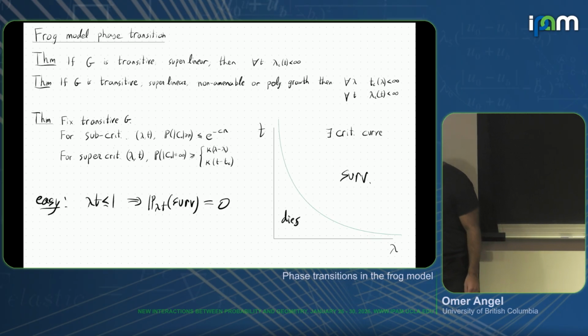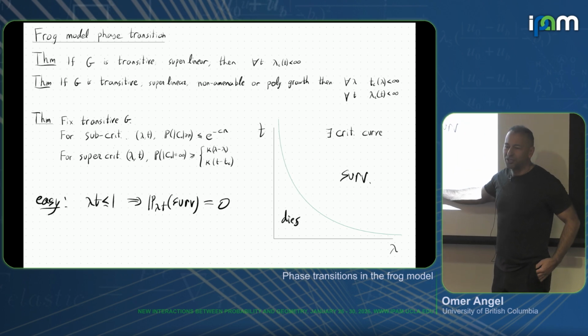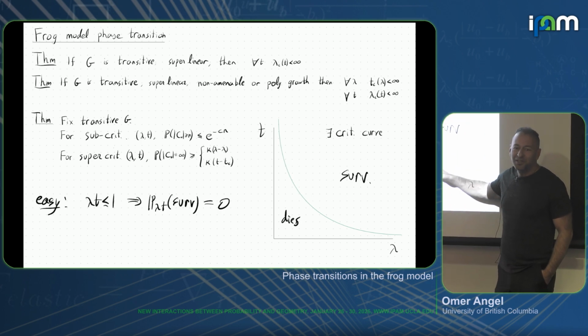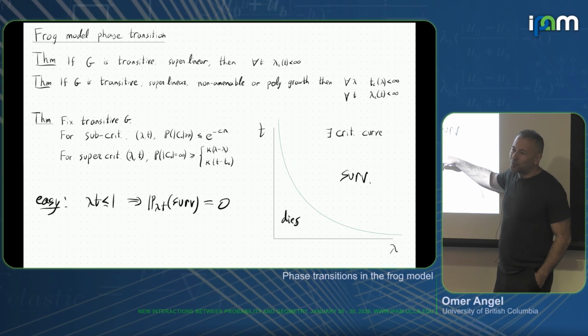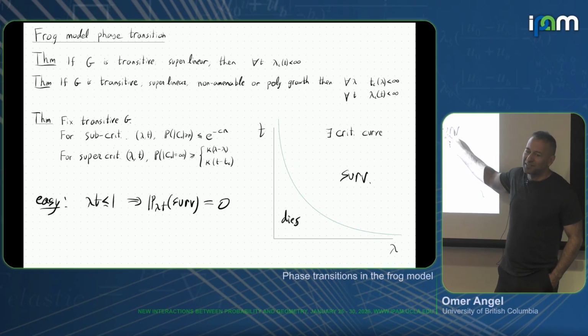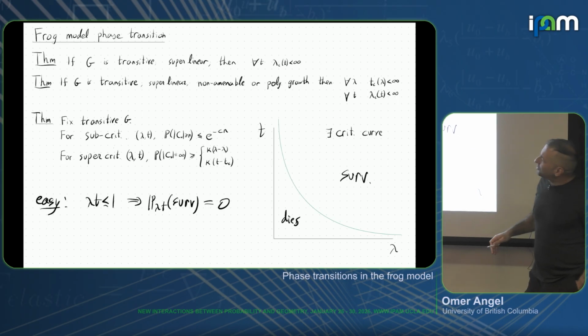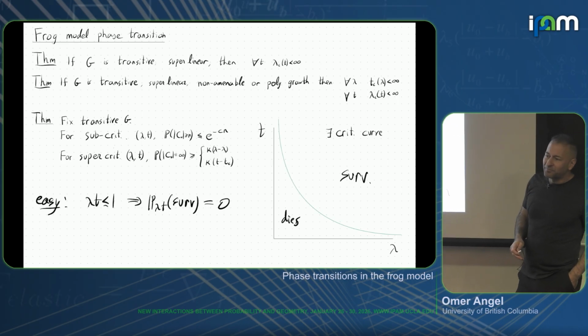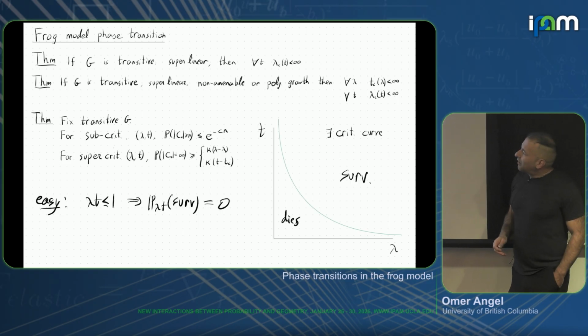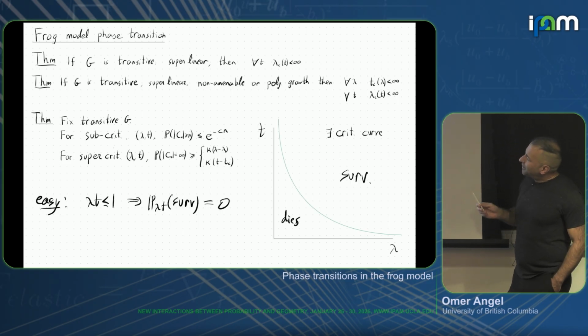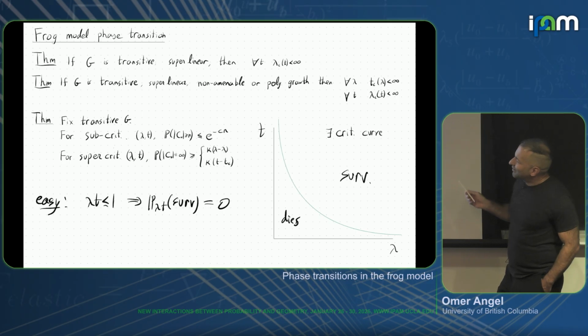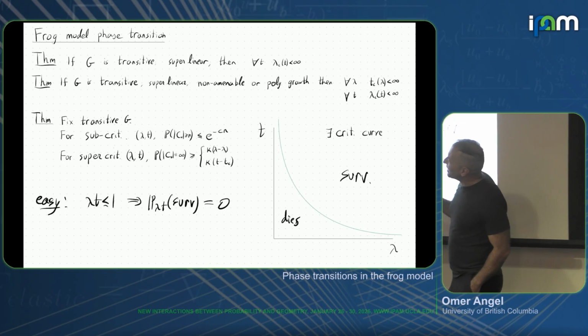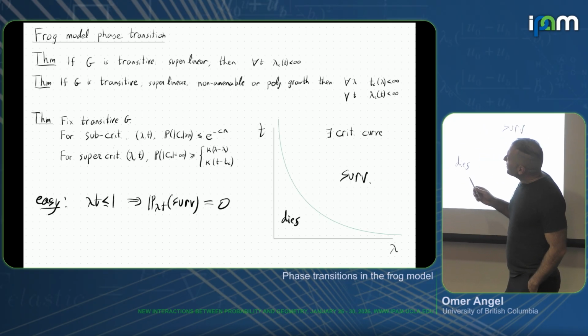So we have this hyperbola, below which the process easily dies out. And the main challenge is to prove the existence of the surviving phase, the supercritical phase. So this is about the phase transitions. And I'll just say what the results are about the sharpness.